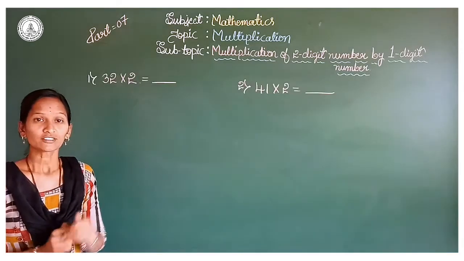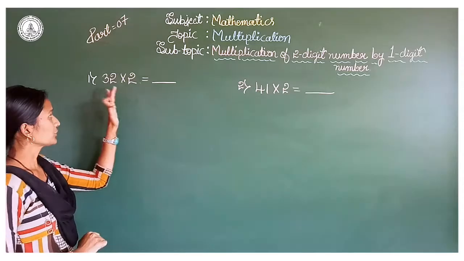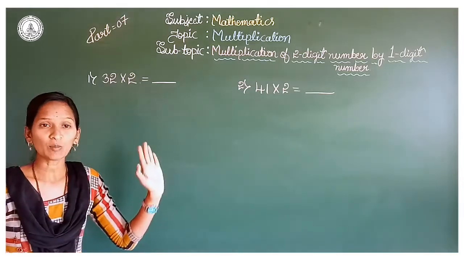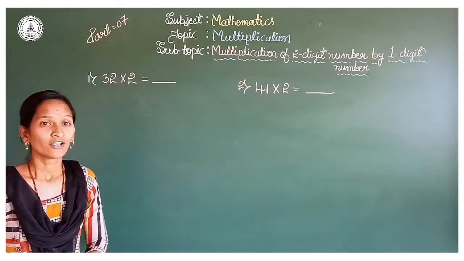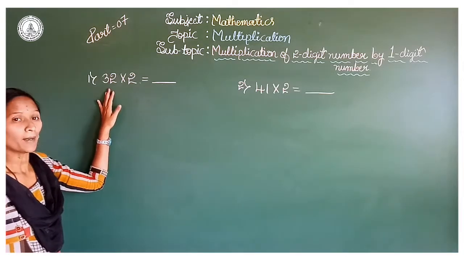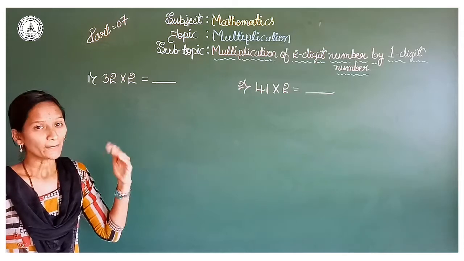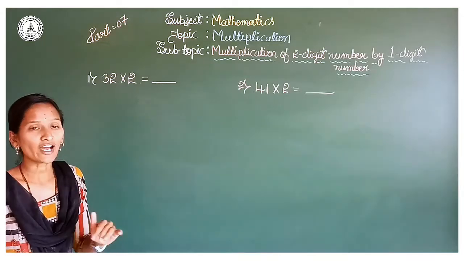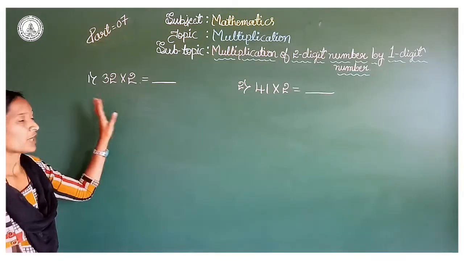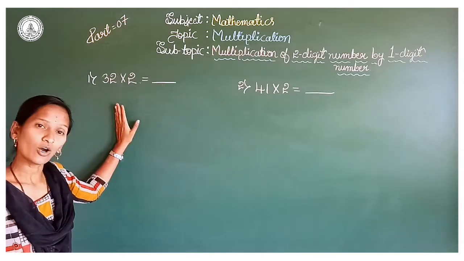So my dear students, come to the first problem, 32 into 2. In this problem, which is the multiplicand? Here 32 is the multiplicand and which is the multiplier? 2 is the multiplier, right? So first, here you have to solve by using the column method.